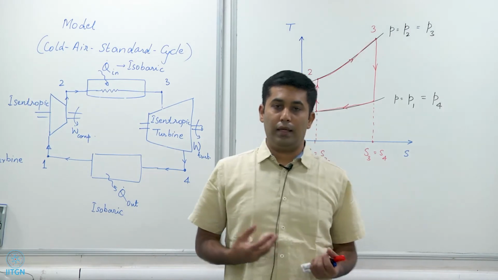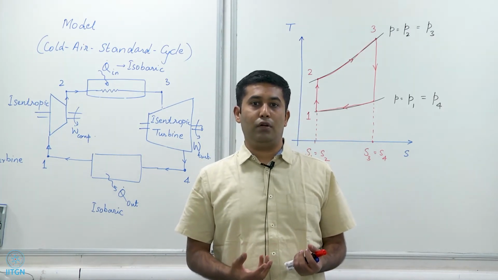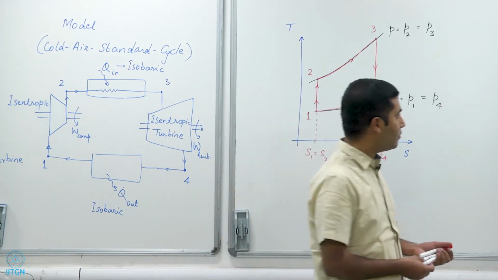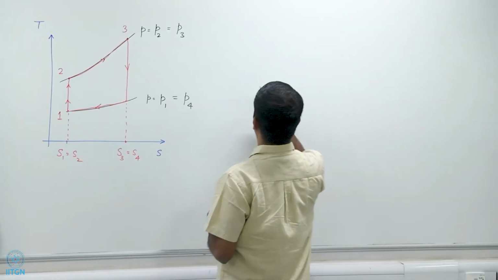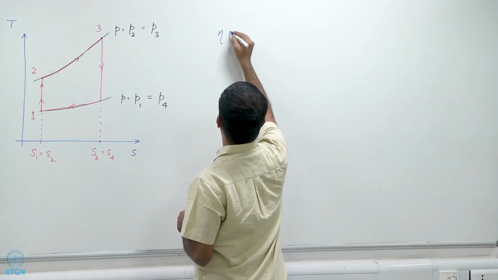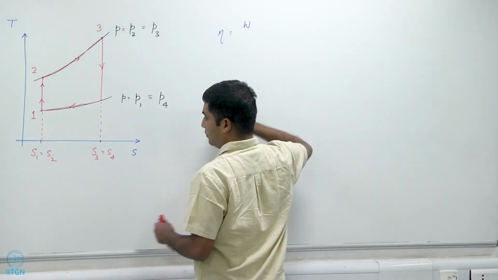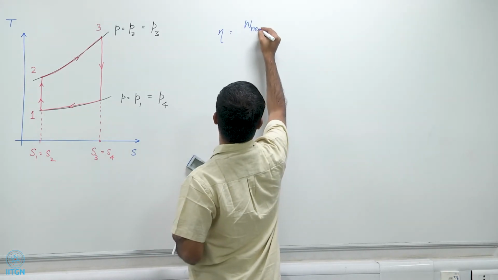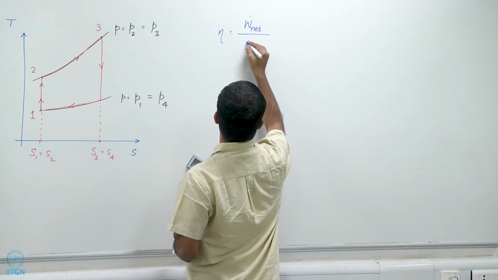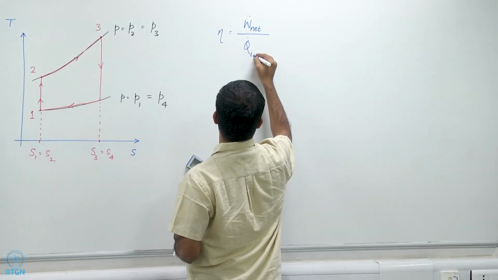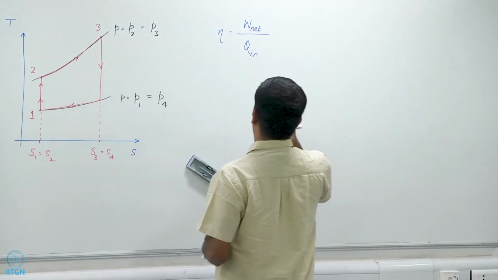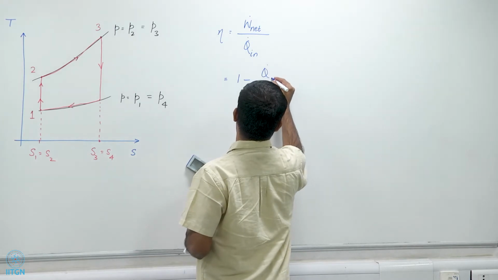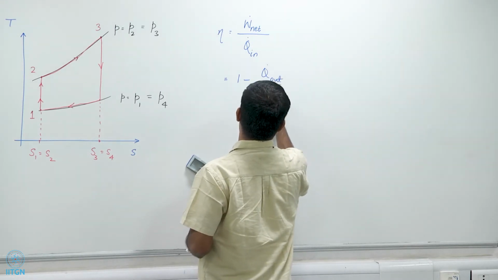Now, let us estimate what the efficiency of this Brayton cycle will be using the cold air standard assumptions. The efficiency of such a turbine is equal to the rate of net work done divided by the rate of heat addition, and this can also be written as 1 minus Q dot out, or rejected, divided by Q dot in.